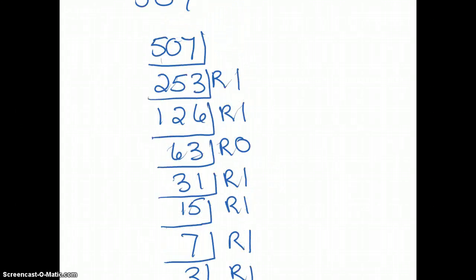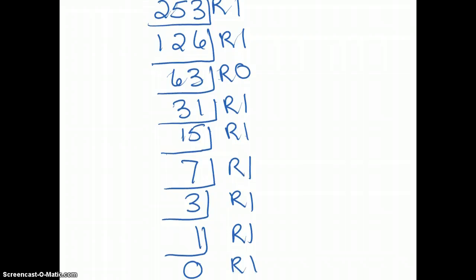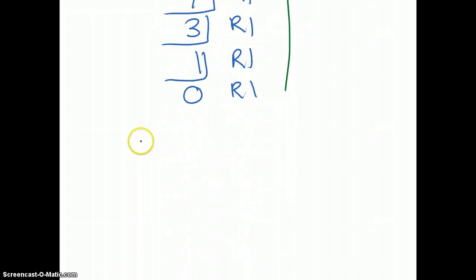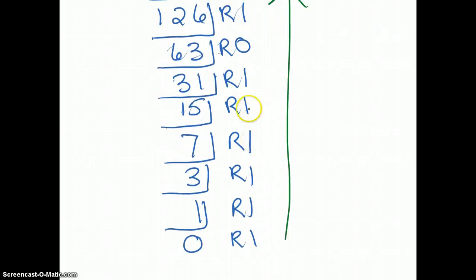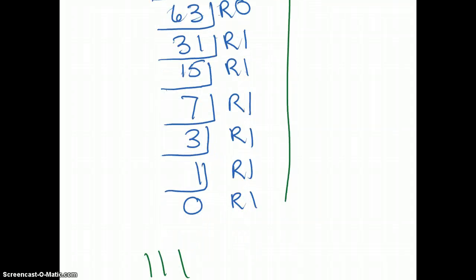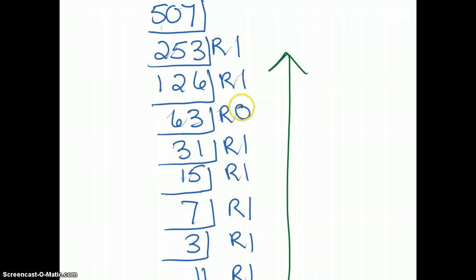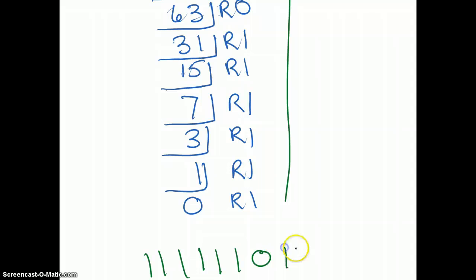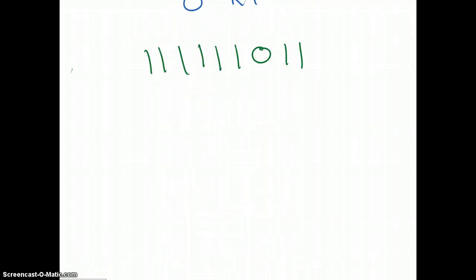So we have all these numbers over here. So what you do now, you read going up. So your answer is going to be 111111011. And you can always check this going back to the strategy we used at the very beginning of this lesson.